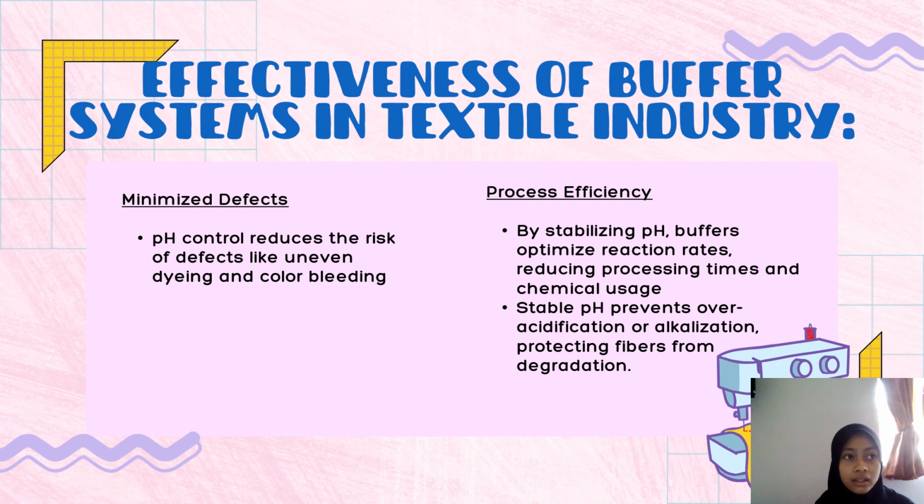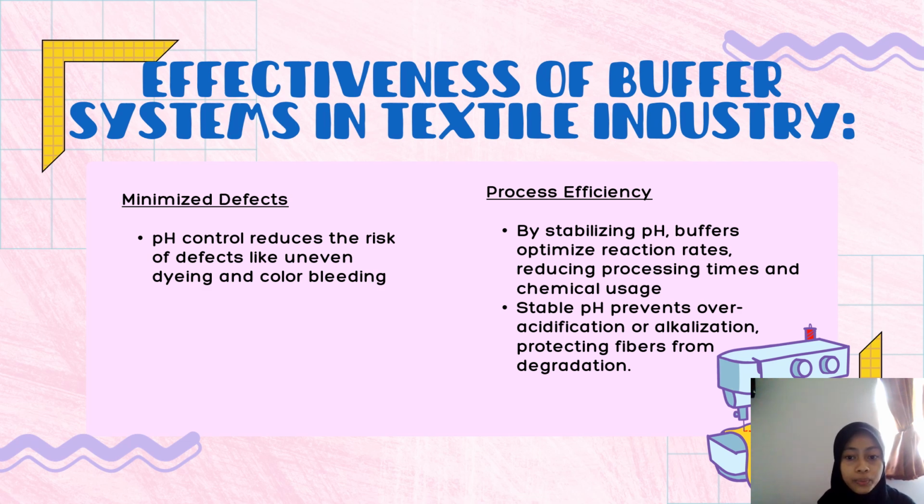Okay, and the next reason why we have to stabilize the pH is for environmental compliance, which is that discharge from textile processing must meet the pH regulations to minimize harm to water bodies and ecosystem.